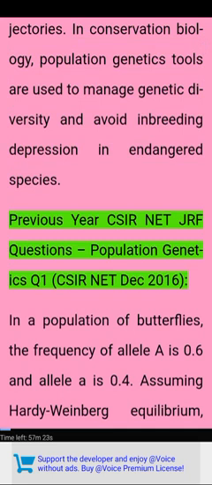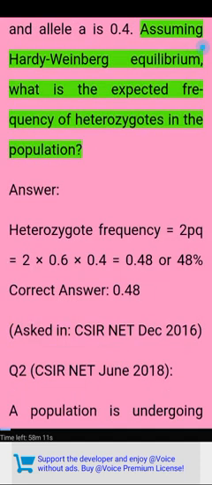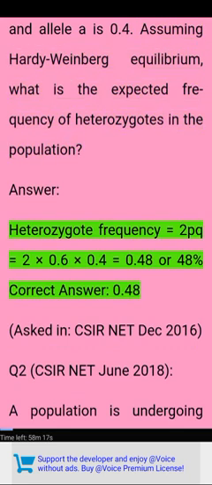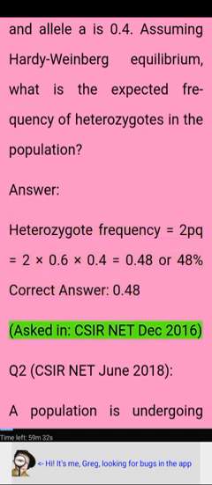Previous year CSIR NET JRF questions, Population Genetics, Q1, CSIR NET December 2016. In a population of butterflies, the frequency of allele A is 0.6 and allele a is 0.4. Assuming Hardy-Weinberg equilibrium, what is the expected frequency of heterozygotes in the population? Answer: heterozygote frequency equals 2pq equals 2 times 0.6 times 0.4 equals 0.48, or 48%. Correct answer: 0.48. Asked in CSIR NET December 2016.